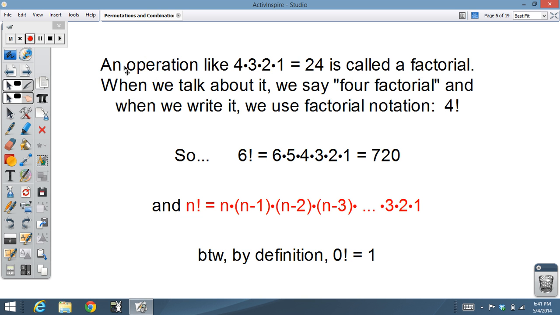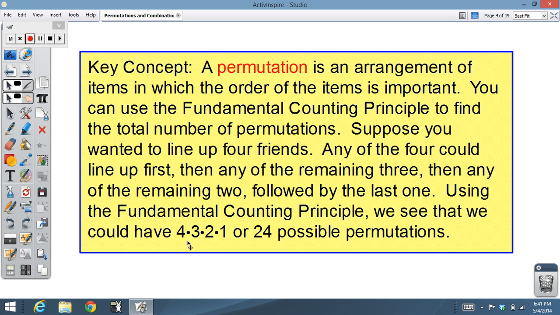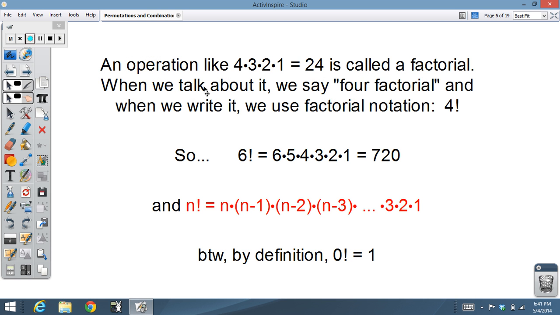So now, a little bit of background. Let's talk about what a factorial is. Over here we said we had 4 friends. We ended up with 4 times 3 times 2 times 1. That's called a factorial. 4 times 3 times 2 times 1 equals 24. And we say that's 4 factorial, and we write it using this notation right here, okay? 4 factorial means 4 times 3 times 2 times 1. All right? So 6 factorial looks like that, and the final result is 720. And our definition here tells us that n factorial is n times n minus 1, all the way down to 1. Okay? By the way, by definition, 0 factorial equals 1.